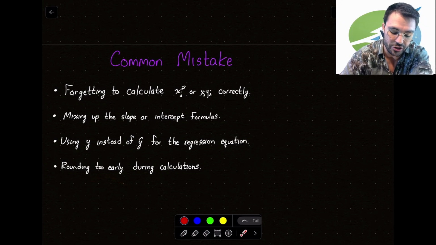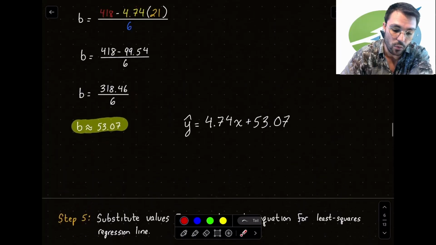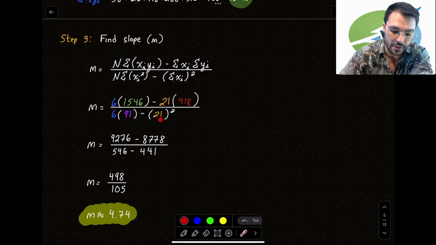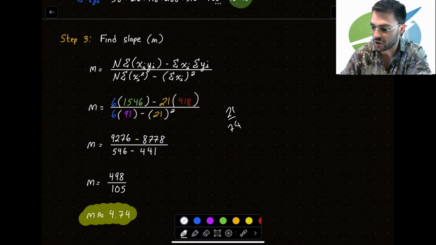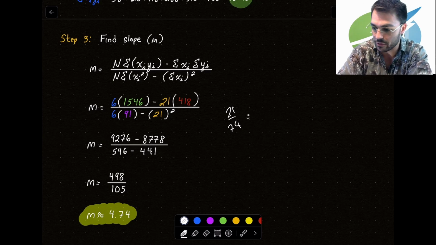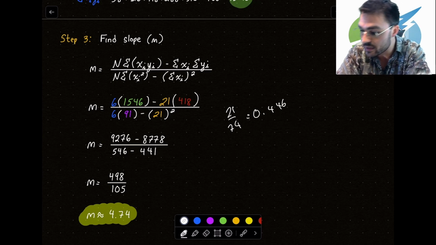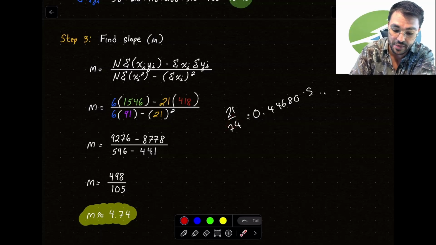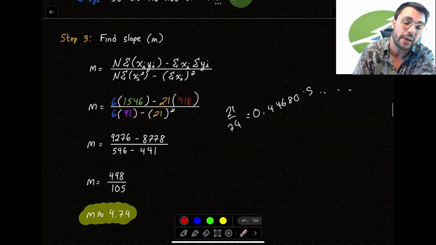And lastly, rounding too early during calculations. I told you I don't round anything until I get the final step. If in my work I get a fraction, say this number was something like 21 over 47, which equals 0.4468085, and so on, a long string of numbers, I would keep this in this form until I get to the very last step, and then I would round.